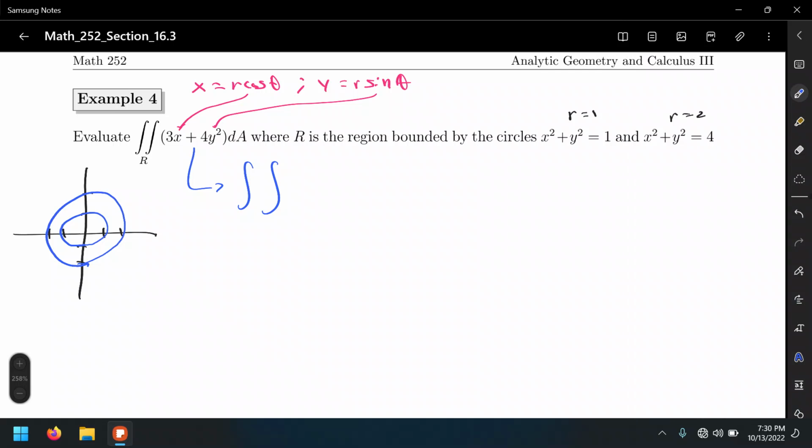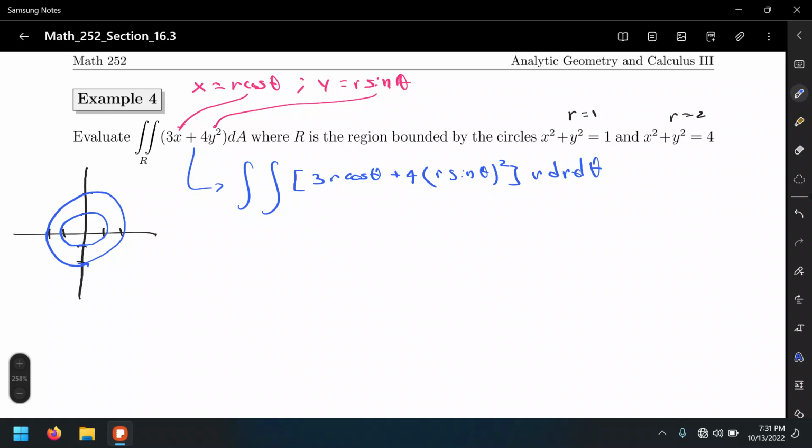Now, that's going to be (3r cos theta plus 4 times r sin theta) quantity squared. Be careful here when squaring this. Now, the dA will become r dr d theta. Now, we need to figure out the limits of integration. So we're no longer in the world of x and y. We are looking at the radius and the angle.